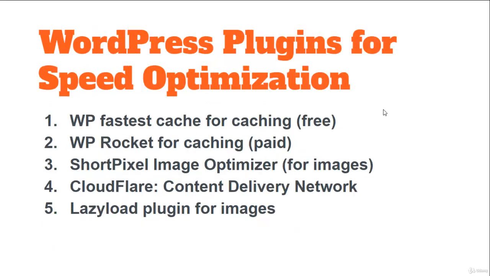Now, which WordPress plugins can we use for speed optimization? Number 1, WP Fastest Cache for caching. This is a free plugin we use for caching our pages and for caching the different queries which the user is performing on our site. We can also use WP Rocket for caching, but that is paid. That is very good, much better than Fastest Cache, but that is the paid one. Actually WP Fastest Cache is very easy and very simple to use. There are dozens of caching plugins, but this one is the best one because it is very easy to use for anybody.